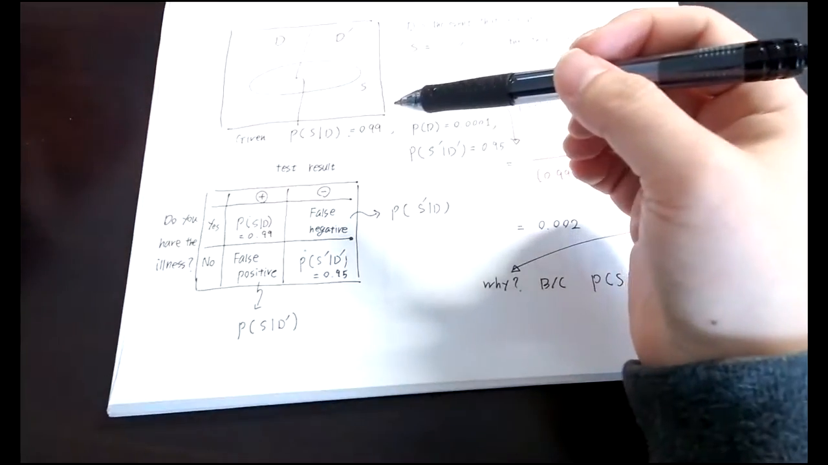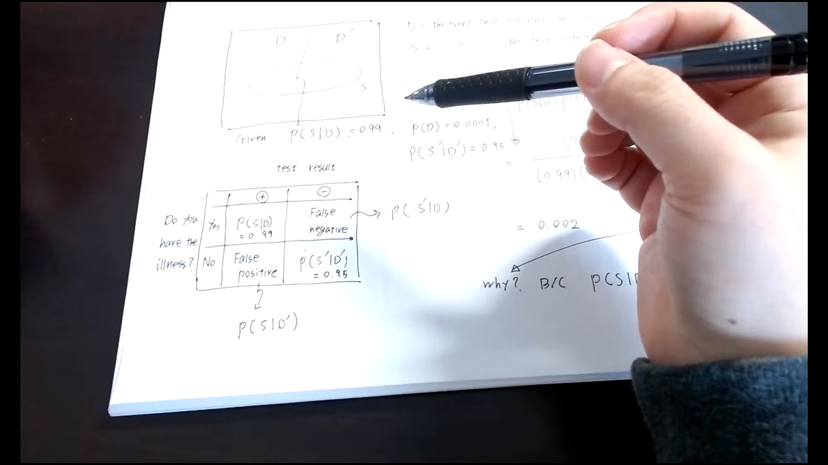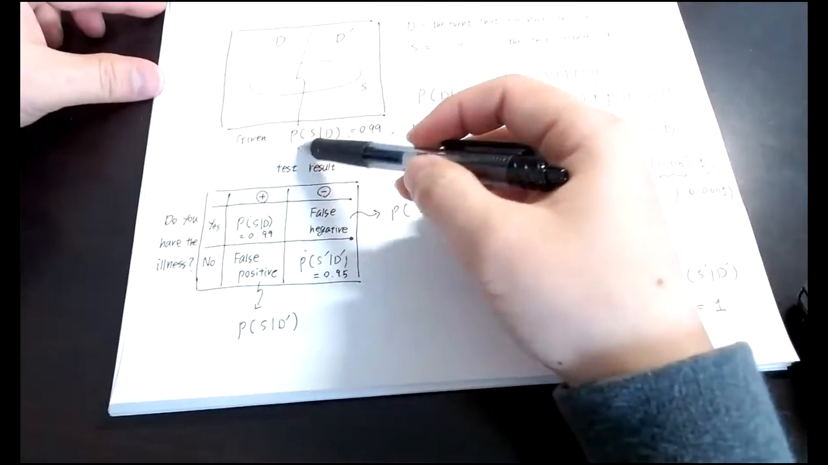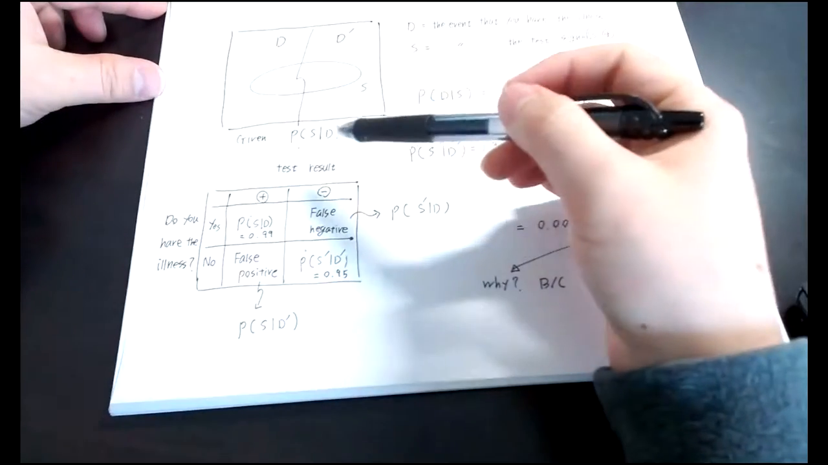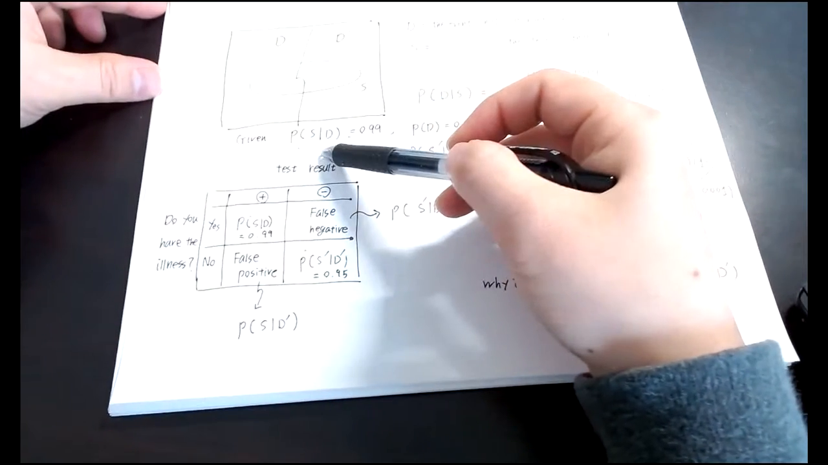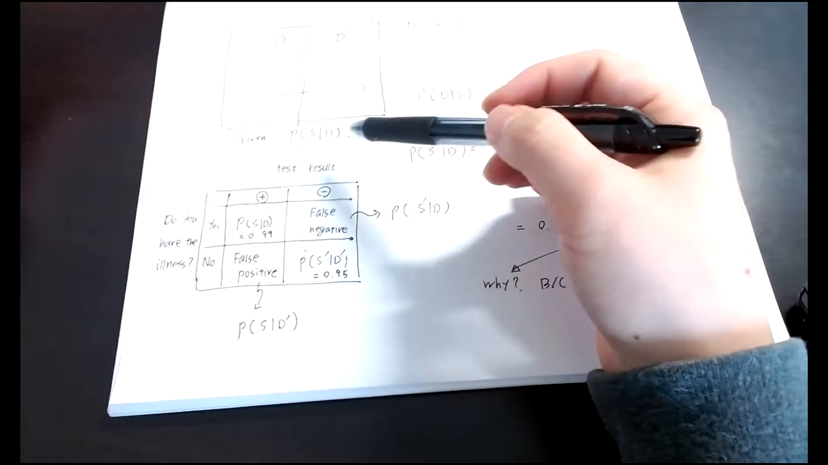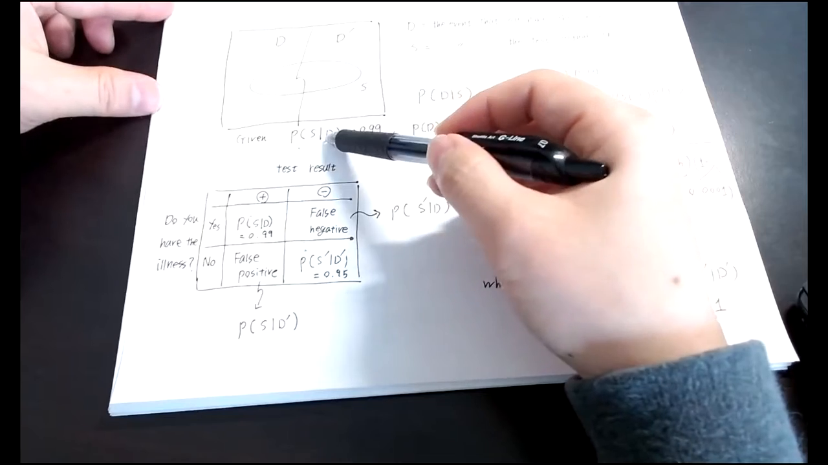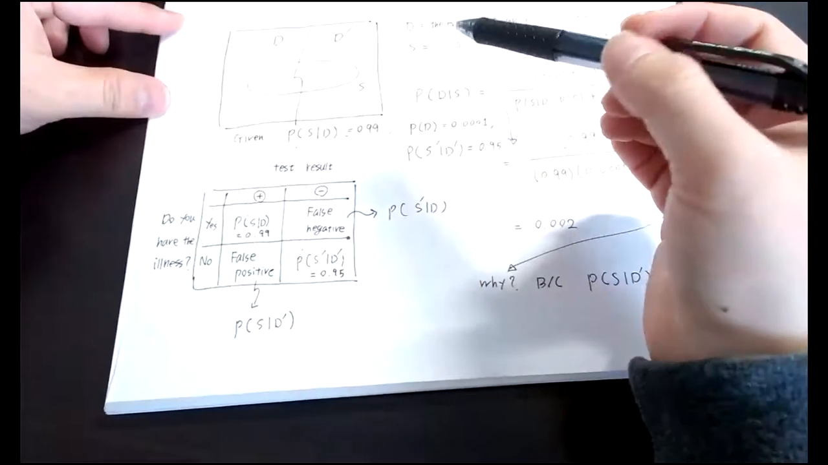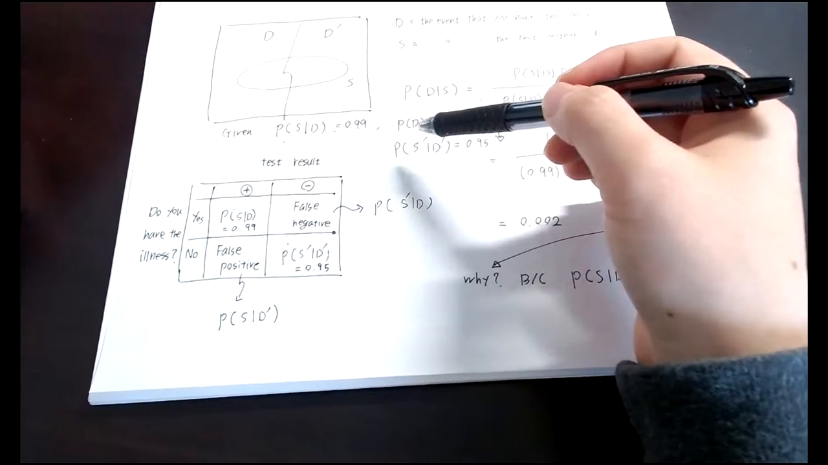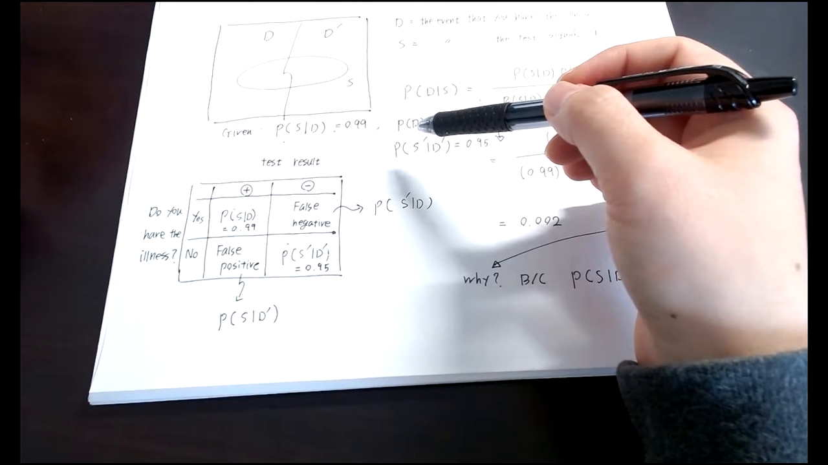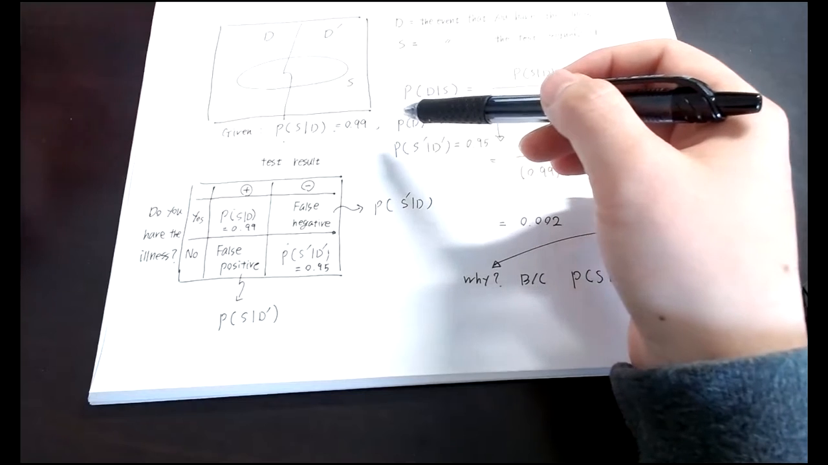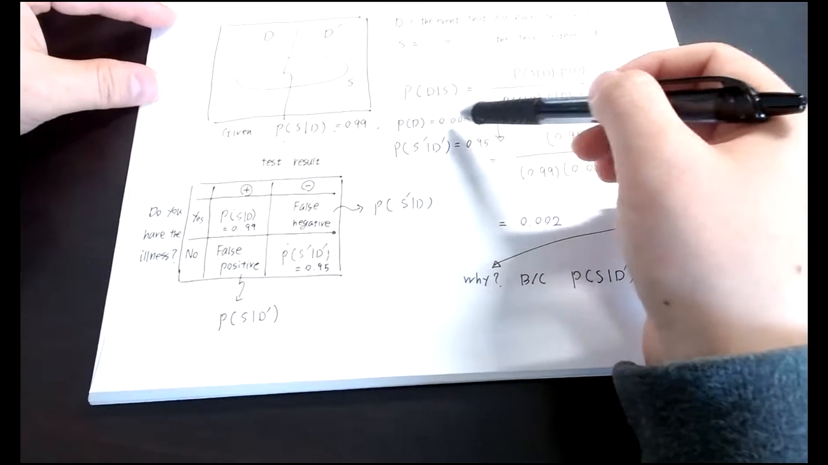The problem says the test correctly identifies someone with the illness as positive. That means the probability is 0.99. It means the probability that the test result is positive, given that the person has the illness. That's a conditional probability, 0.99. And the problem says the incidence of the illness in the general population is 0.0001, so the probability that someone has the illness is 0.0001.